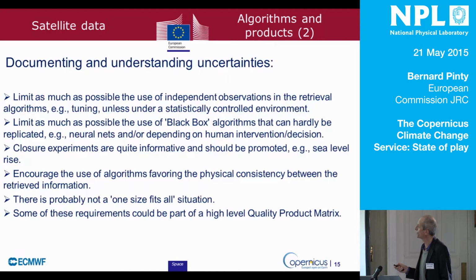We should limit the use of black box algorithms. I mean, it's very hard to replicate a number of things based on, for instance, neural nets, where you have any sort of human intervention or decision that cannot be replicated so easily by everybody. So I think we should be trying to capitalize as much as we can on what we know about physical processes, clearly.